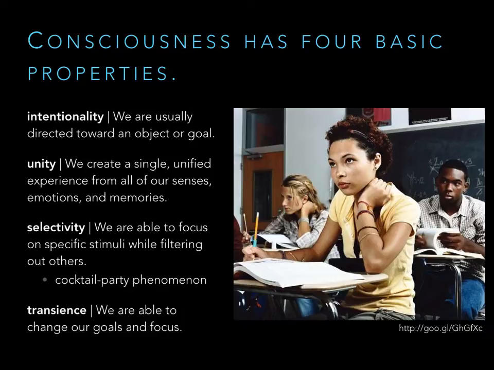Now, no matter who you are, your consciousness is going to have 4 basic properties that are consistent with everyone else's. We all have intentionality. We all have some goal in mind. For example, these young people here are all in what appears to be a math class. They're in that math class likely because they're enrolled at a university. They're enrolled in the university because they want to get a job. They want a job so they can pay their bills, etc., etc. There's always a goal in mind.